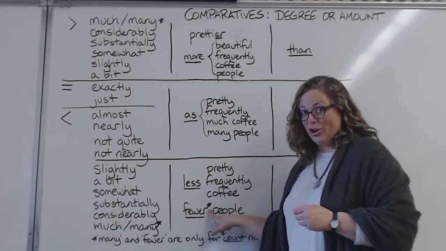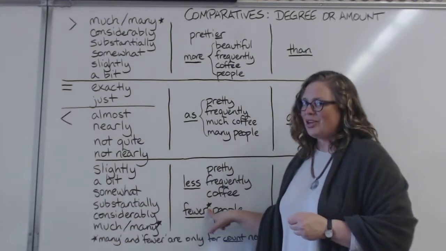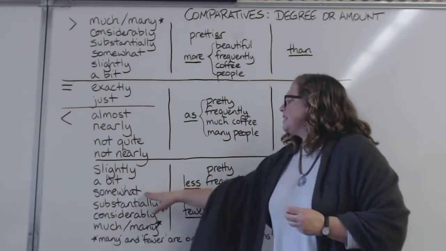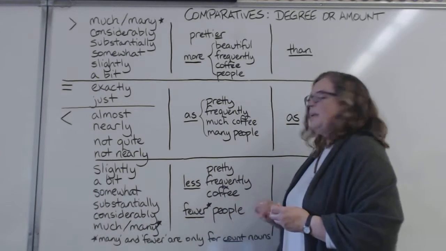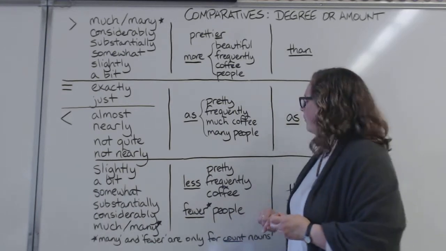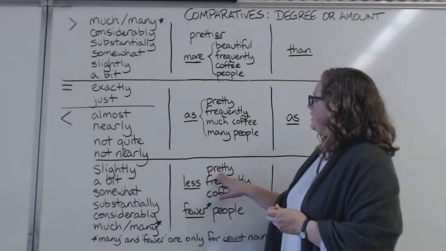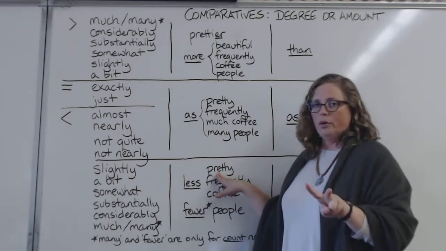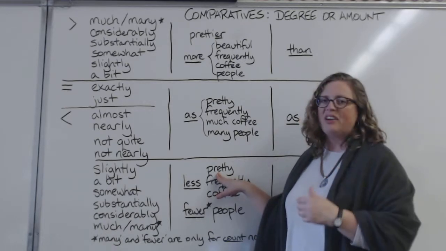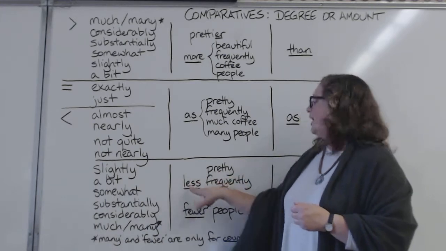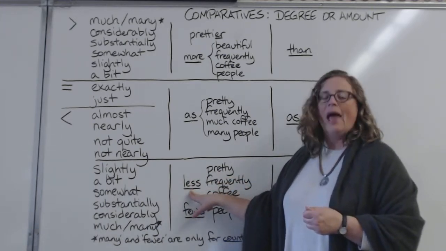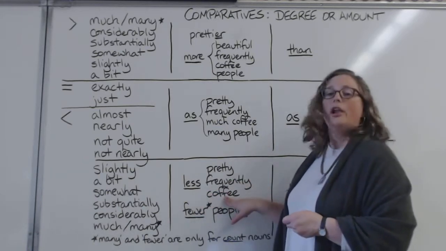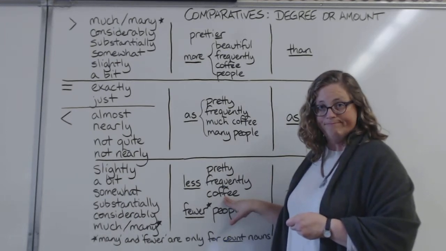You see this little star next to fewer? It's also only for count nouns. Somewhat fewer people, okay? You'll notice it does not make any difference here if the adjective is one syllable or two syllables or ends in Y. It doesn't matter. All adjectives can use less. And less is also used for adverbs and for non-count nouns.